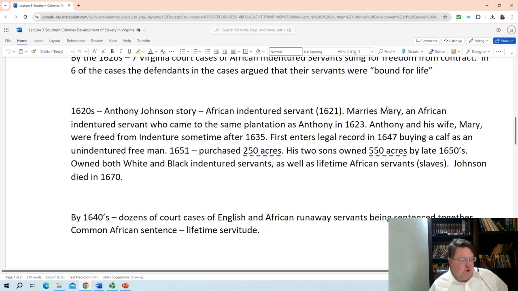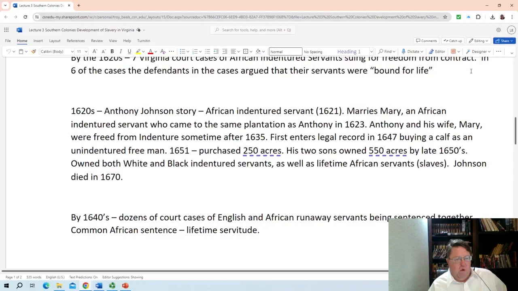He is an indentured servant. He is listed as an indentured servant coming to the Virginia colony around 1621. While he is in his term of service, he'll marry a lady named Mary. As you can see, she worked on the same plantation. According to legal documents, she's listed as an indentured servant as well.